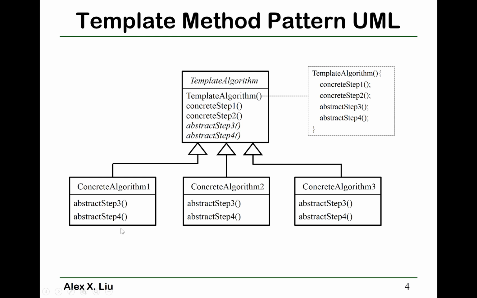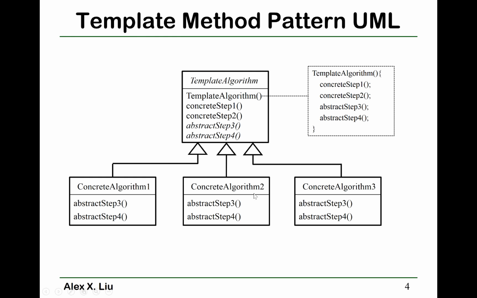For example, this derived class will inherit this template algorithm function. It also inherits concrete step 1 and concrete step 2. And these 2 implementations will override these 2 virtual functions. So in the template algorithm that this derived class inherits, the 4 steps will have concrete implementations. So this template algorithm can run correctly in this concrete algorithm object.